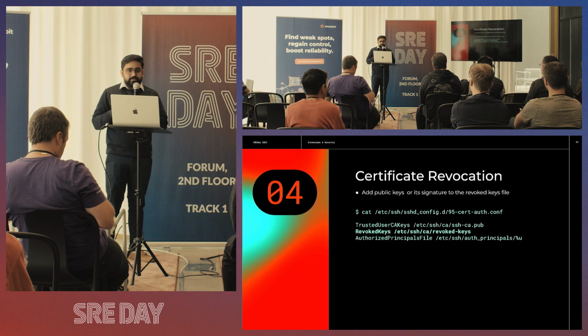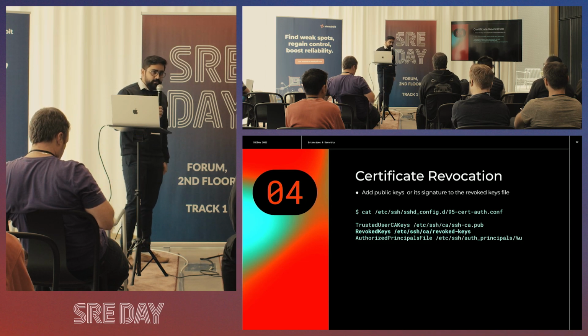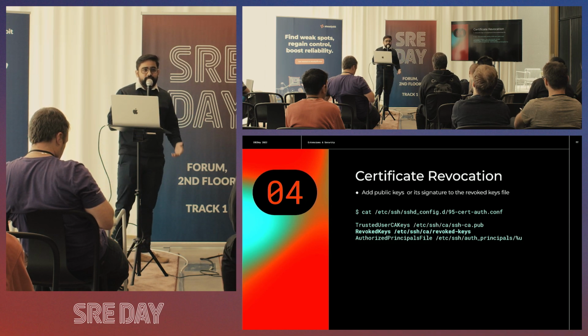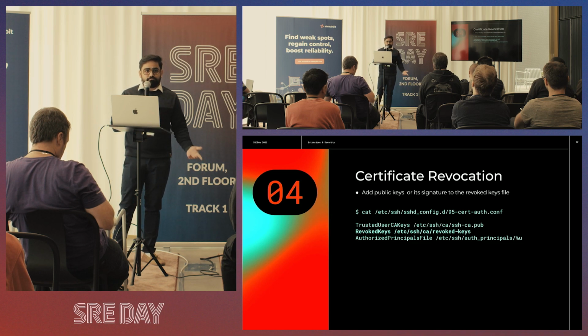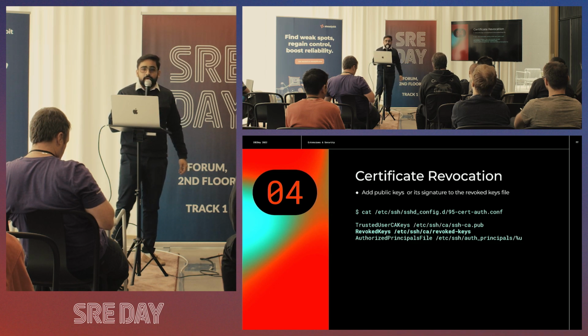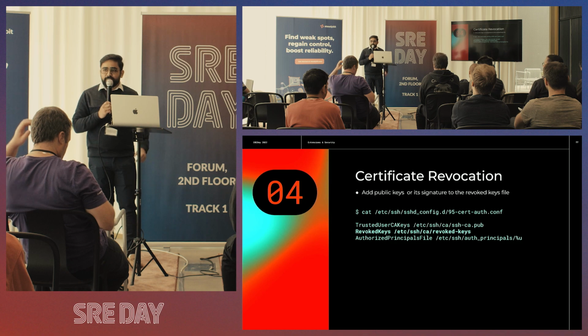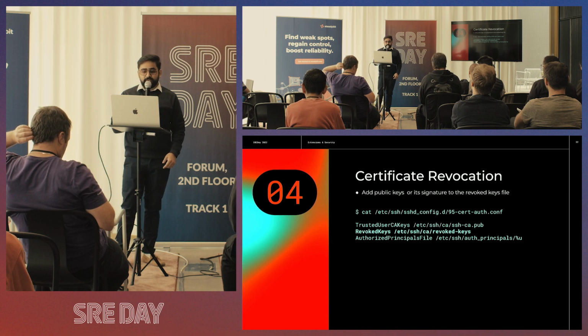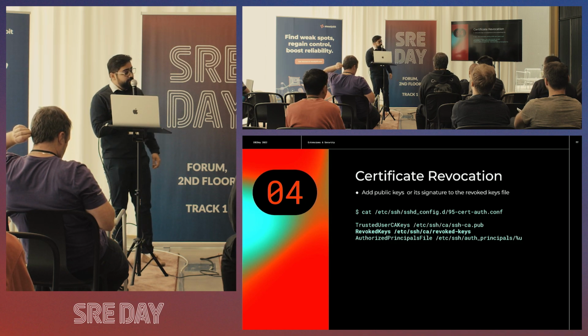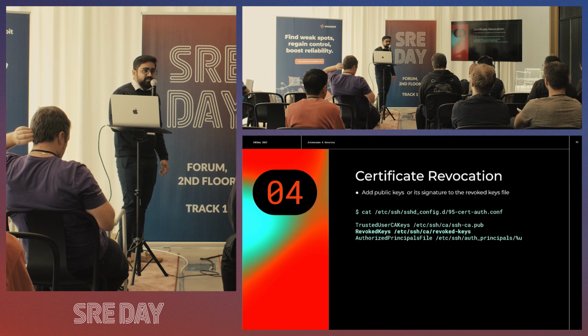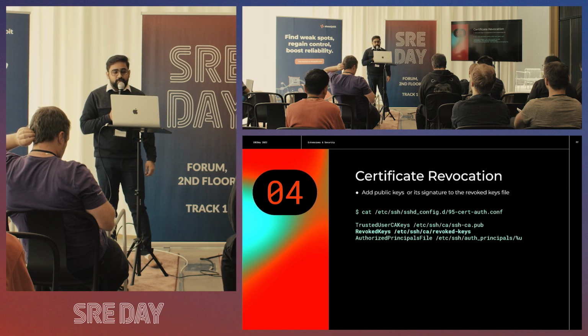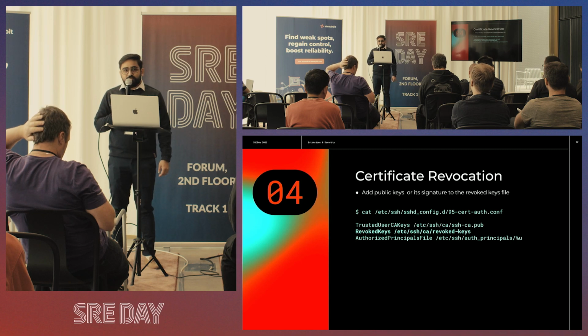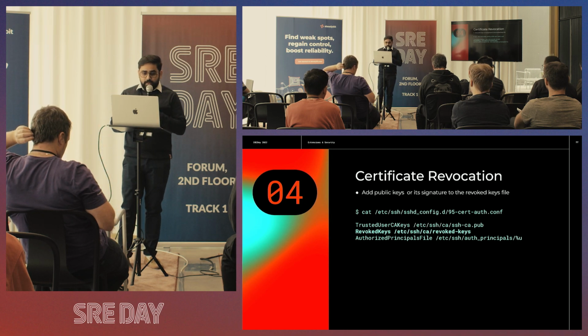For example, we have certificates and we are granting everything, but what happens if I want to block certain certificates or certain keys from being allowed on our machines? Here you can see there is a revoked keys file. I can add SSH fingerprints or the public keys to the revoked keys file, and the system will disable access for them.